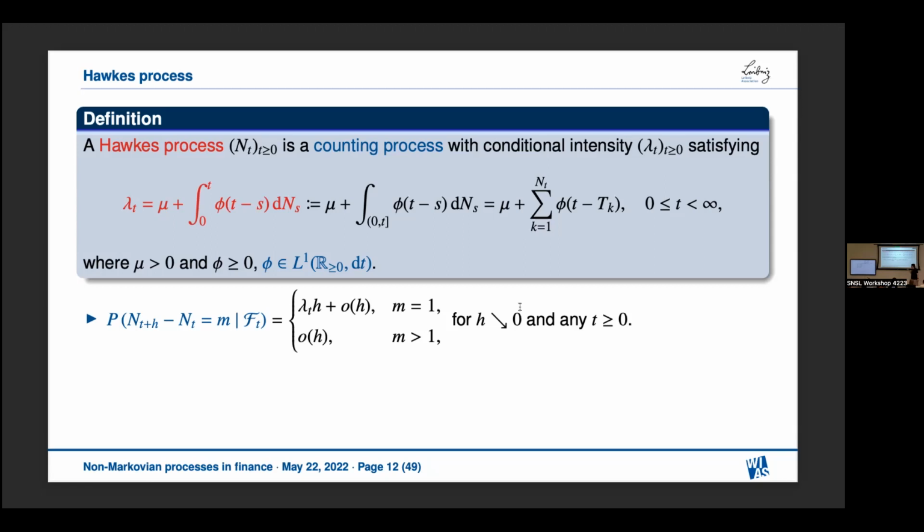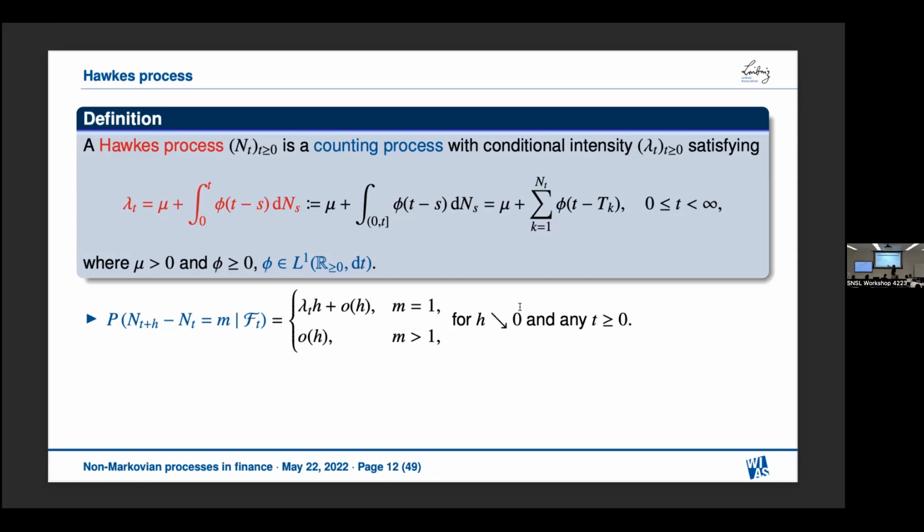What happens if phi is zero? Well, if phi is zero, then you have a standard Poisson process. So, you know, maybe still exciting, but not exciting enough to justify a minicourse. Not self-exciting, exactly. Okay, so this covers the basics.